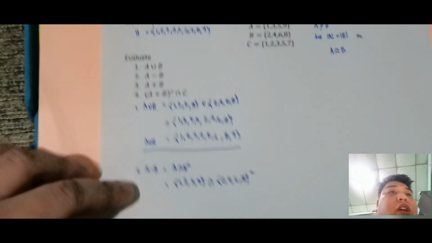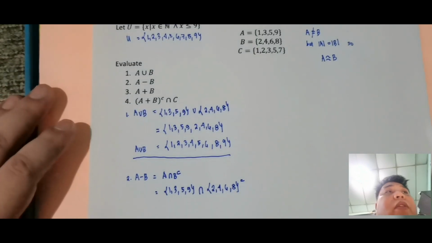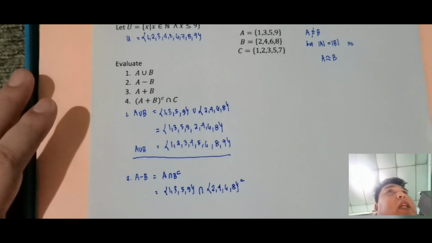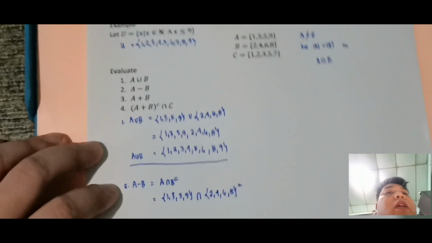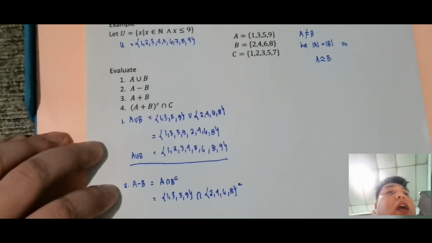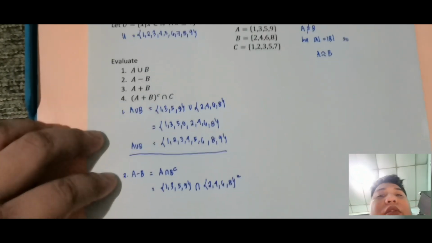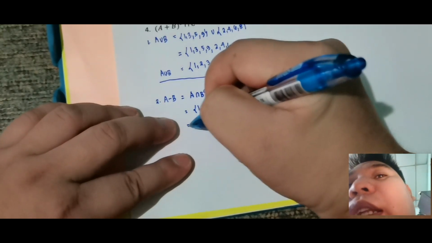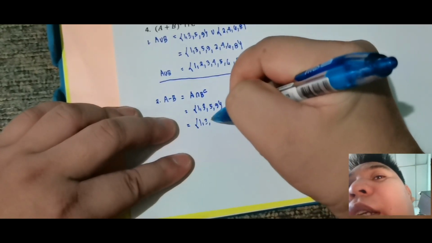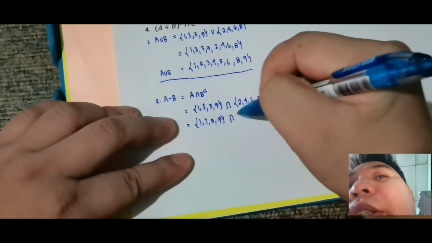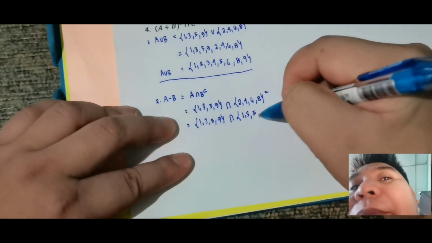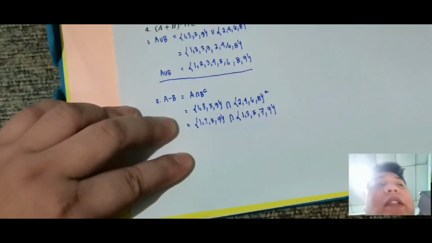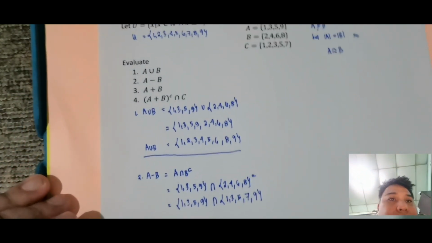Next, evaluate mo si B complement. Ang B complement ay yung element na wala kay B pero nasa U. Note na si U ay 1, 2, 3, 4, 5, 6, 7, 8, 9. Pag kinuha ko yung B complement, tatanggalin ko lang yung 2, 4, 6, 8. So rewrite ko: this is 1, 3, 5, and 9, intersection, i-complement ko, that is 1, 3, 5, 7, and 9. Yun yung complement ni B base sa ating U.